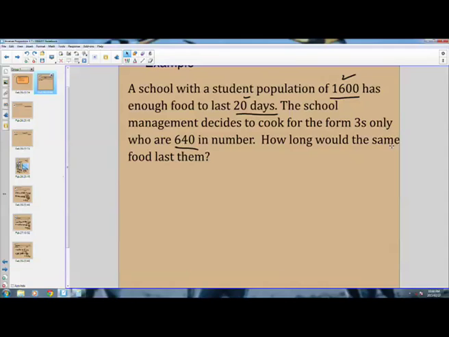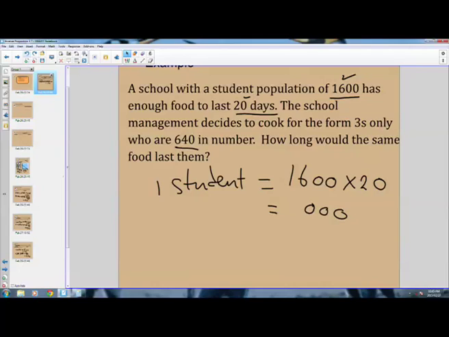We start by finding how long one student will take to finish the food. One student will take 1600 times 20 days. And then this will be 0, 0, and then the last is 0. Then 2 times 16 is 32. So one student will take 32,000 days. Now, the question says, how long will the same food last 640?